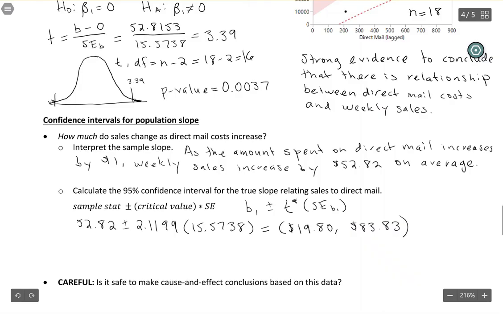So this is a pretty wide interval if we think about how much payoff we're getting on this direct mail campaign. And that kind of makes sense because we only have 18 data points, so it's hard to be really precise when we have a fairly small sample. But to interpret this, we're going to do something very similar to what we've done with previous confidence intervals. We're 95% confident that, and then we want to talk about the parameter. The parameter here is the population slope. We're 95% confident that the population slope is in this interval.